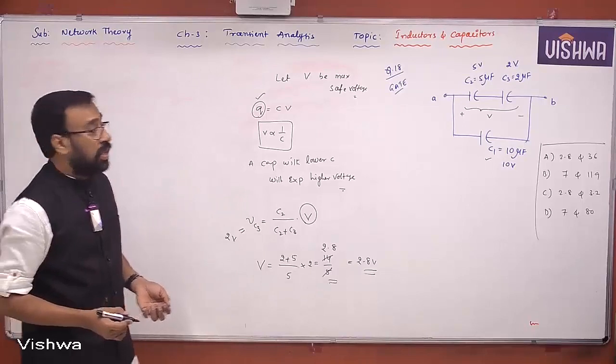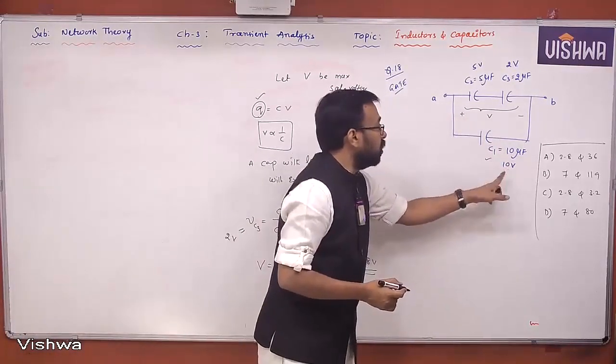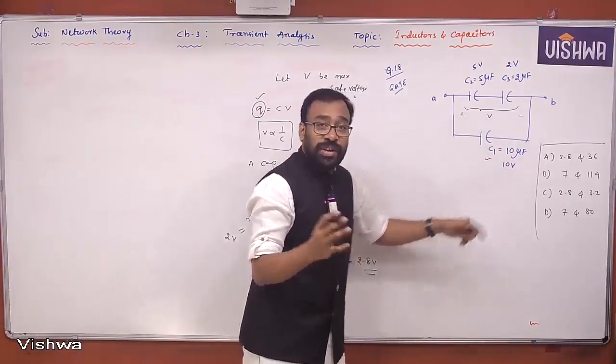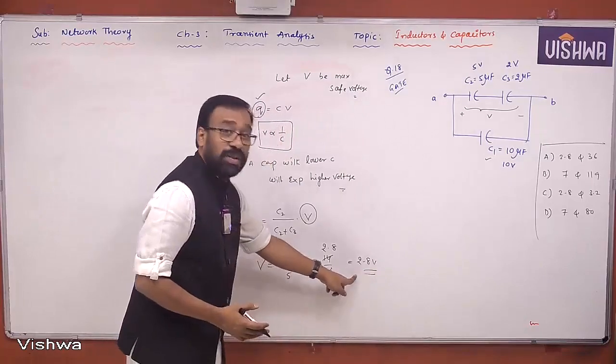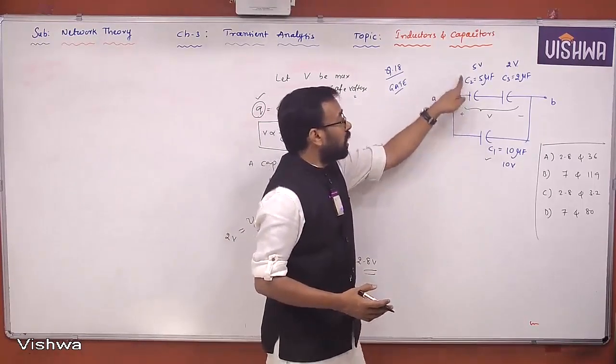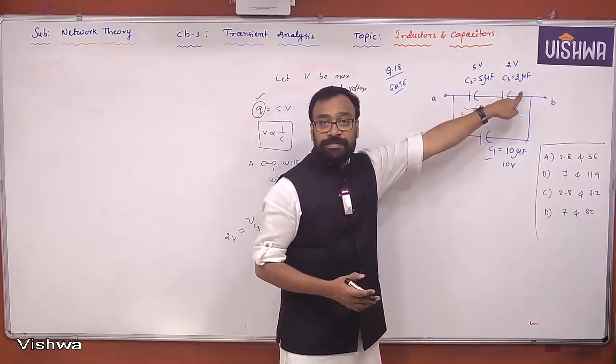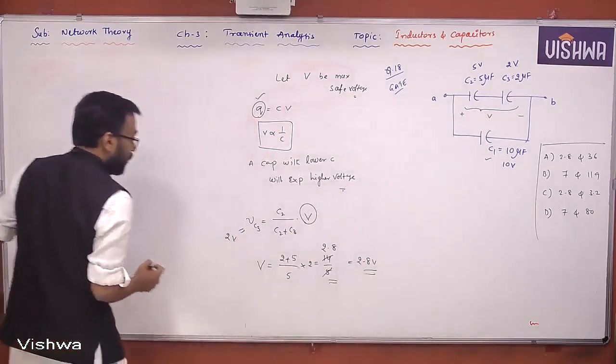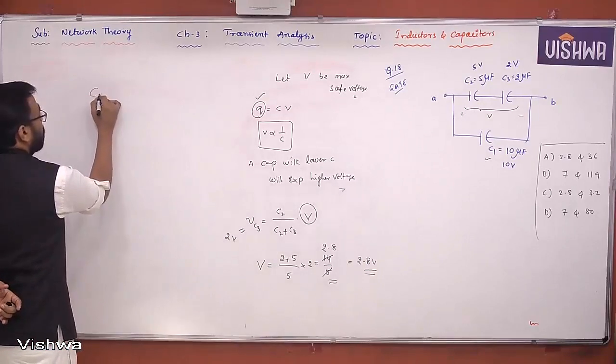across the combination. The same voltage will appear across this. Don't worry, because it's already 10 volts, whereas you are applying only 2.8 volts. If you apply beyond 2.8 volts, these two are safe, but this is not safe. Understand? Now, corresponding to this, the total equivalent capacitance can be determined.